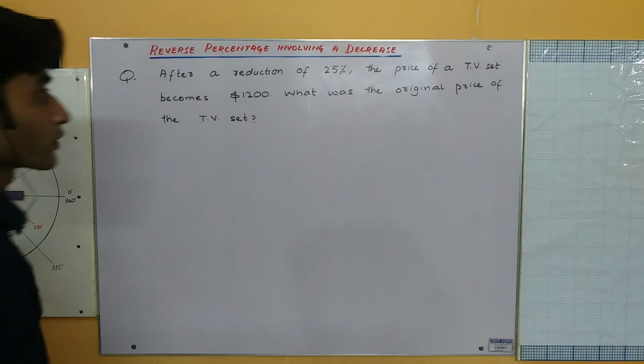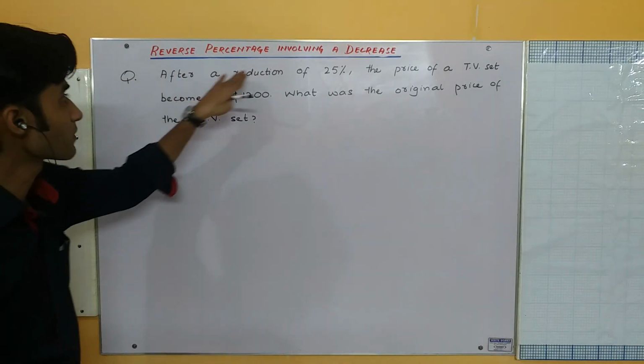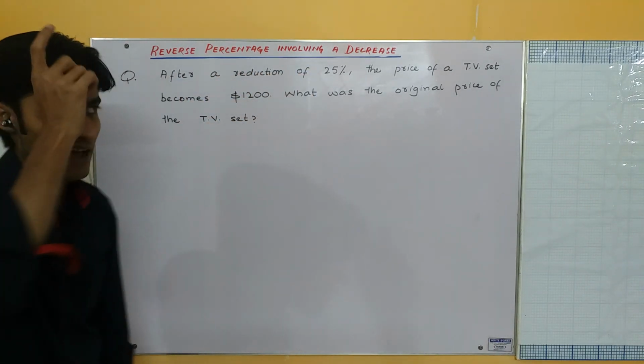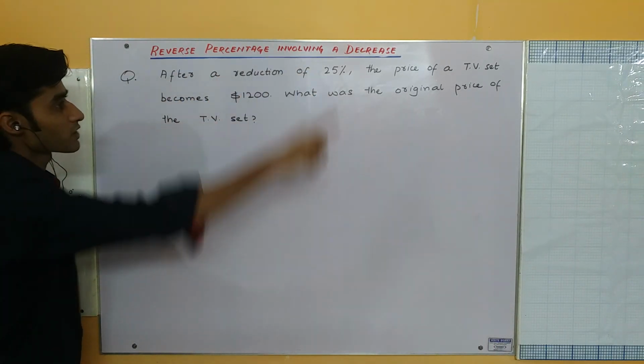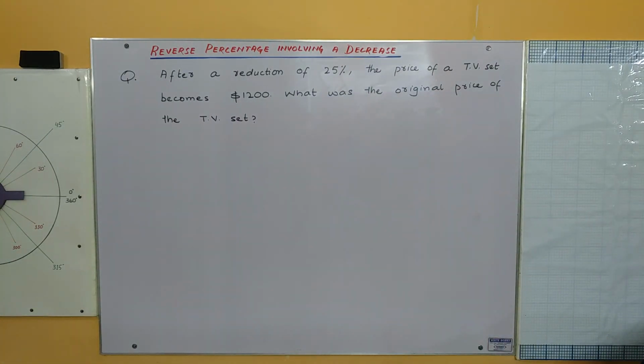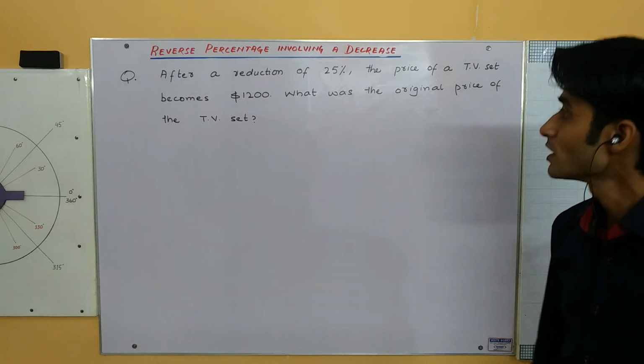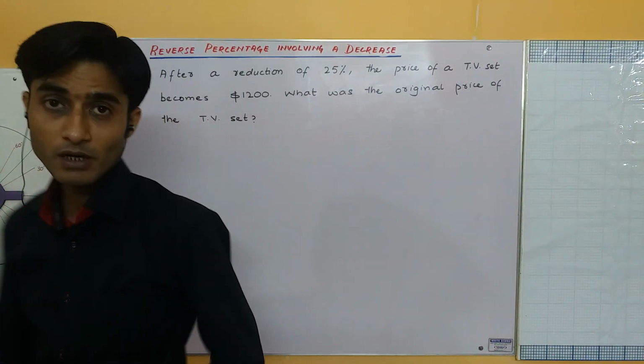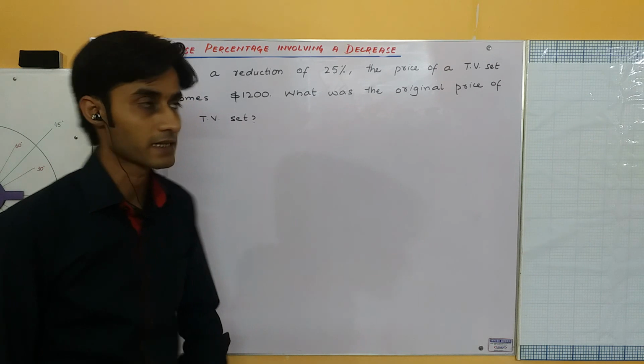Okay, very quick minute. Anyways, reverse percentage involving decrease now. After a reduction of 25%, the price of a television set becomes $1,200. What was the original price of the television set?